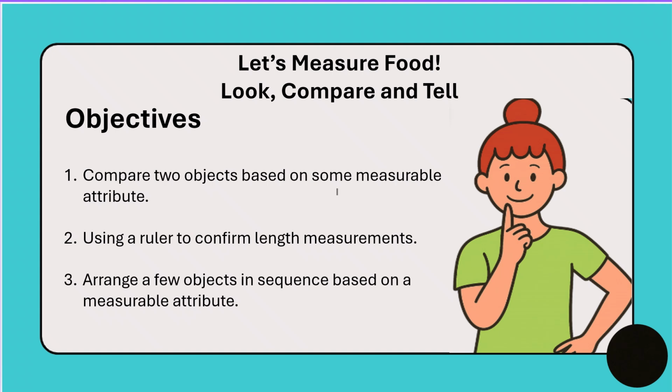Today I am sharing my kindergarten math lesson called Let's Measure Food. My objectives are: one, compare two objects based on some measurable attributes. Number two, use a ruler to confirm length measurements. Number three, arrange a few objects in sequence based on a measurable attribute.